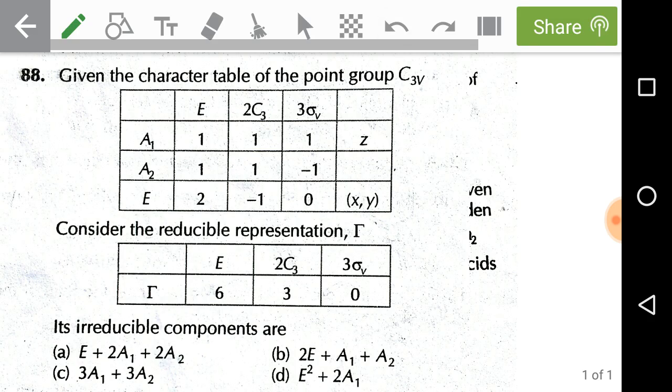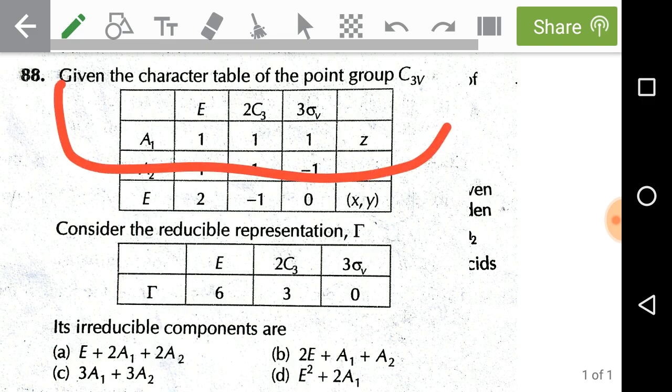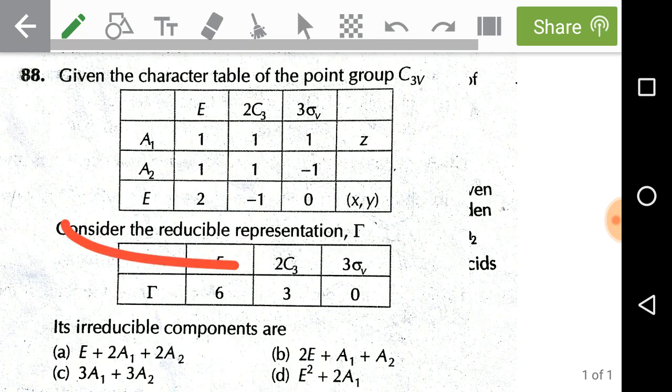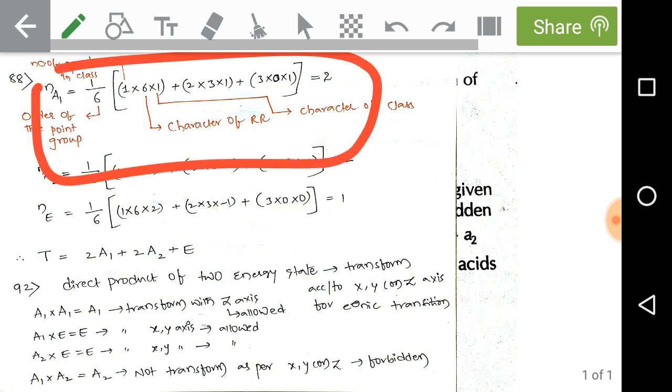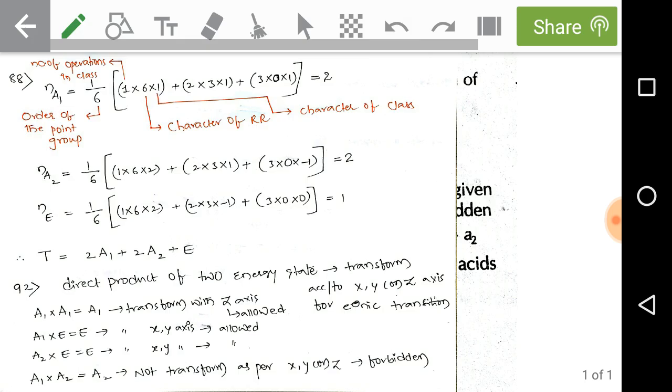And next one, 88th question. Given the character table of the point group C3V, just observe it, consider the reducible representation here for E, 2C3 and 3 sigma V as 6, 3, 0. Its irreducible components are? To find this we need to use the formula, that is N of A1 Mullikan symbol equals 1 by the order of the group, which is 6. That means the sum over the operations of the symmetry elements given in the character table of C3V.